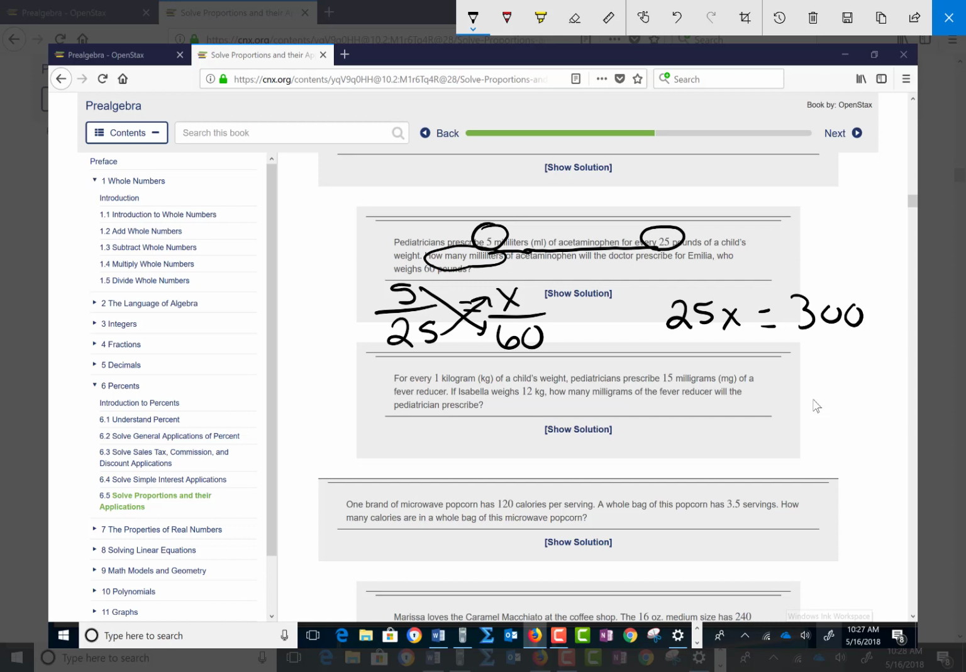So I would need to divide by 25. So I would get x is 12. So that would mean that I would need 12 milliliters for this child who weighs 60 pounds. Let's look at another one.